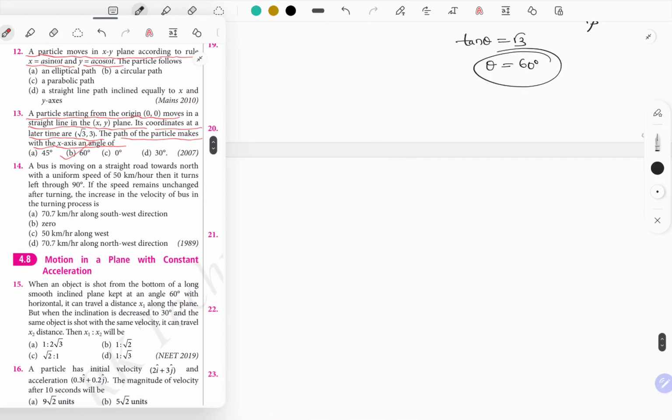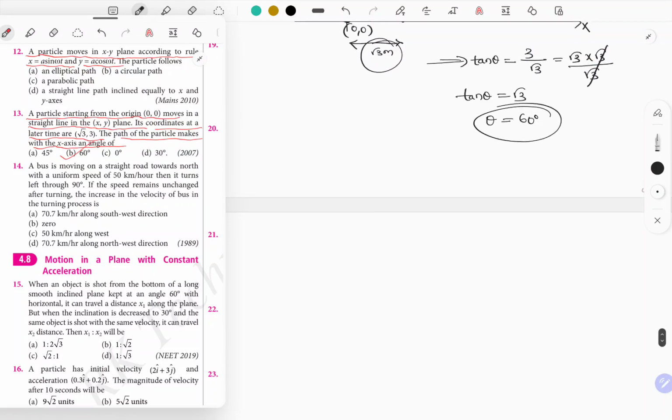Okay, next. A bus is moving on a straight road towards north. Again, reference direction. In which direction is the bus moving initially? Let's say this is north, south, east, west. Initially it is moving on a straight road towards north with a speed of 50 meter per second. First it is moving towards north with a speed of 50 meter per second.